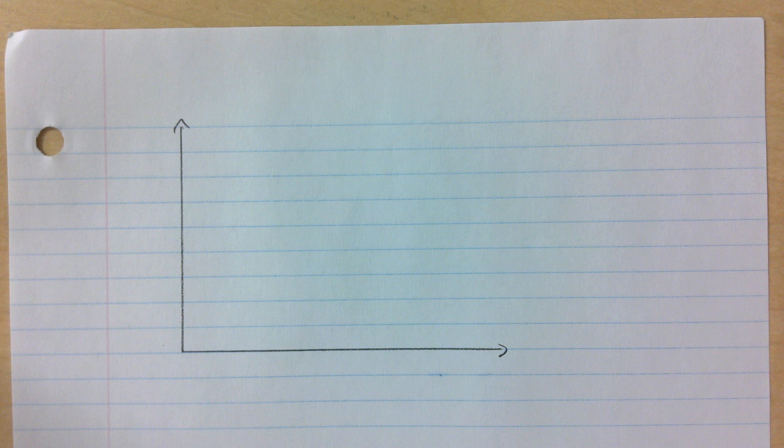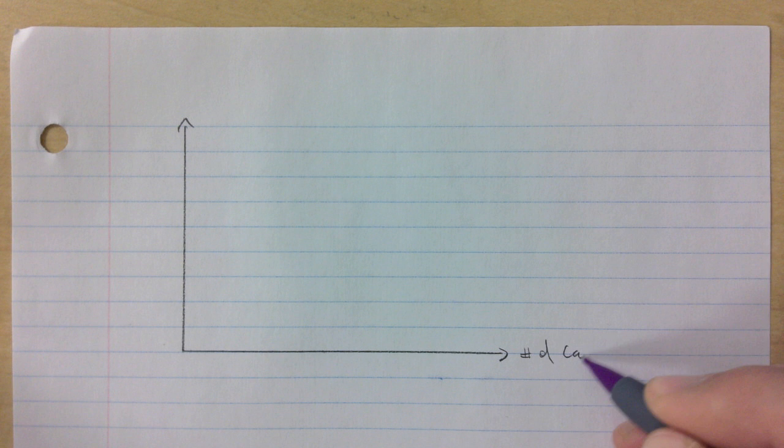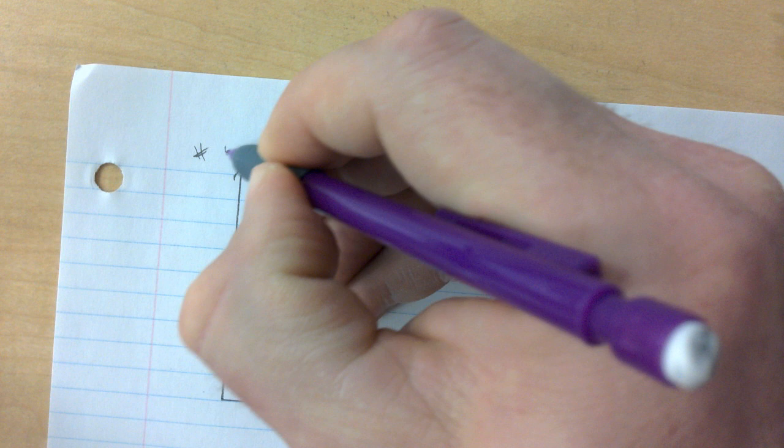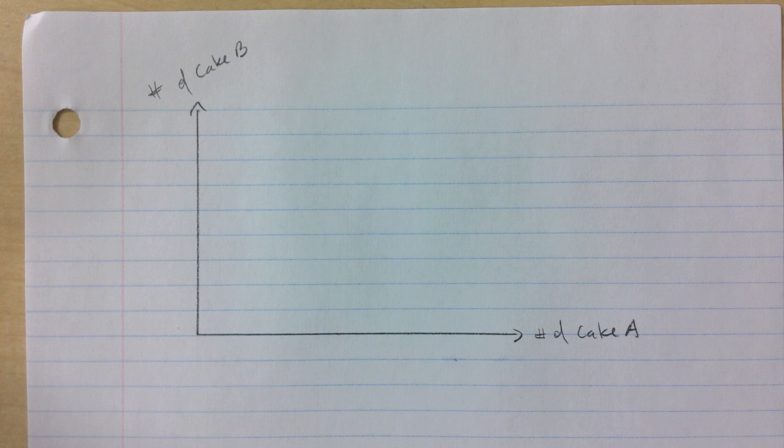Okay, so this is number of cake A, number of cake B. That's the first thing I'm going to do. I look at my intercepts, and one y-intercept is 666.67, right? So you need to make sure you have enough room for that. I'm going to go in every which direction there.